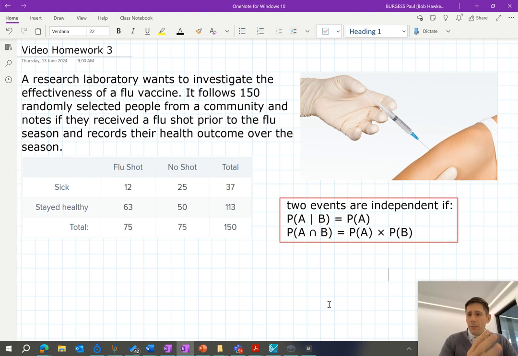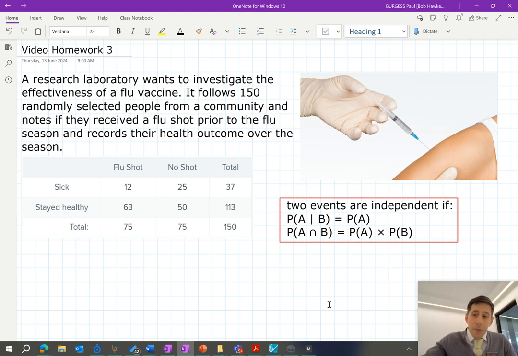Now, in this example, a research laboratory wants to investigate the effectiveness of a flu vaccine. So it's doing a study. It follows 150 randomly selected people from a community and notes if they received a flu shot prior to the flu season and records their health outcome over the season. So some people will get the flu shot, some people don't. Who's going to get sick? Are you going to be more likely to get sick if you got the flu shot, or are you going to be more likely to get sick if you didn't get the flu shot?